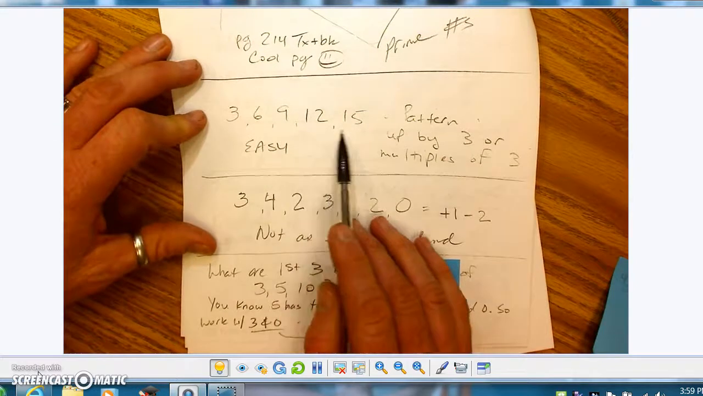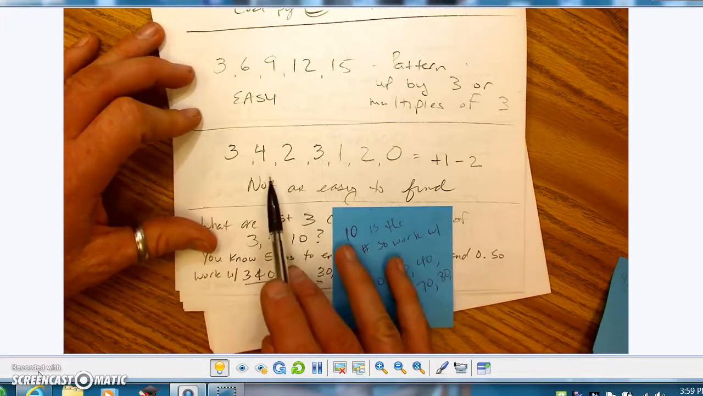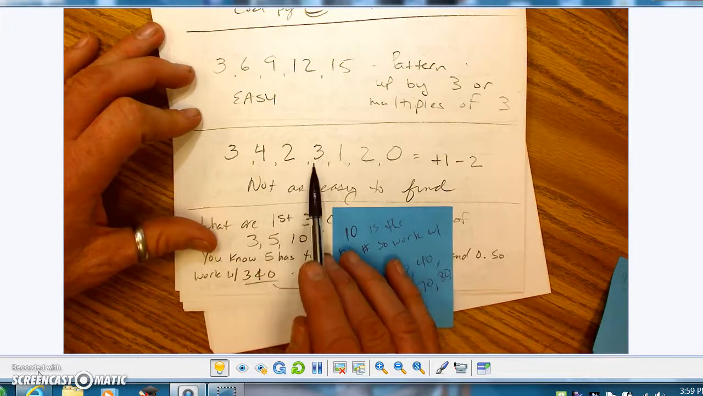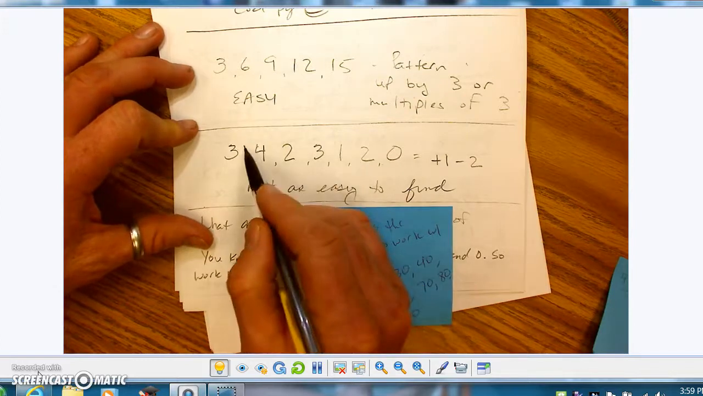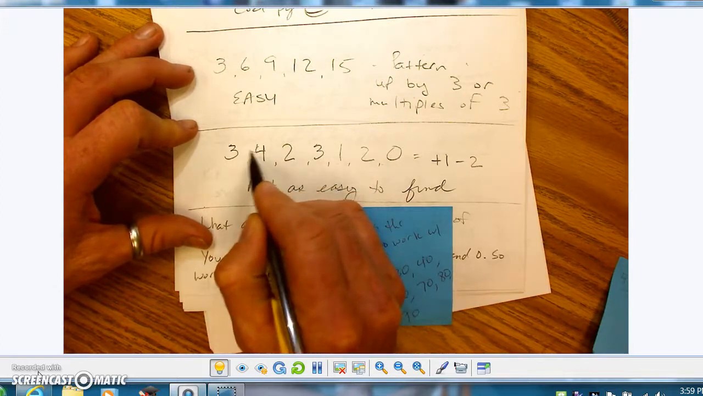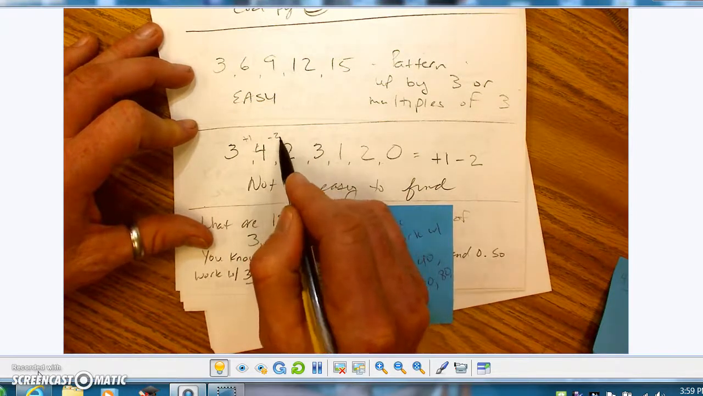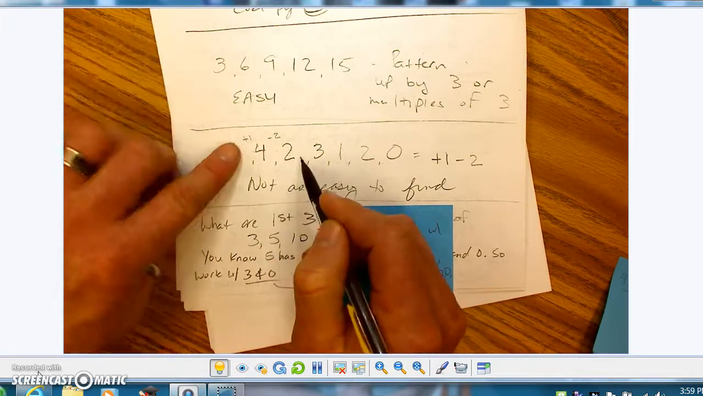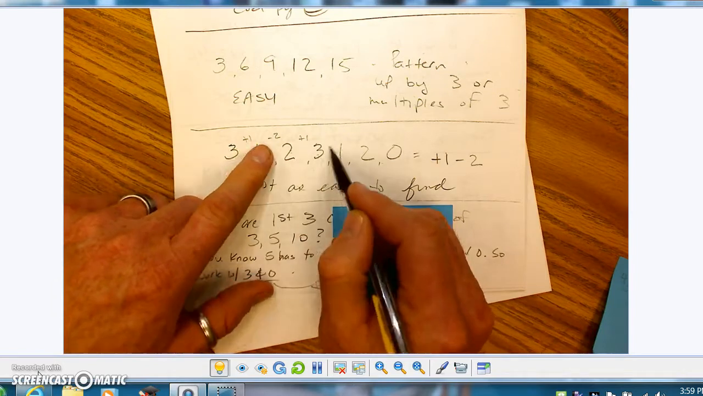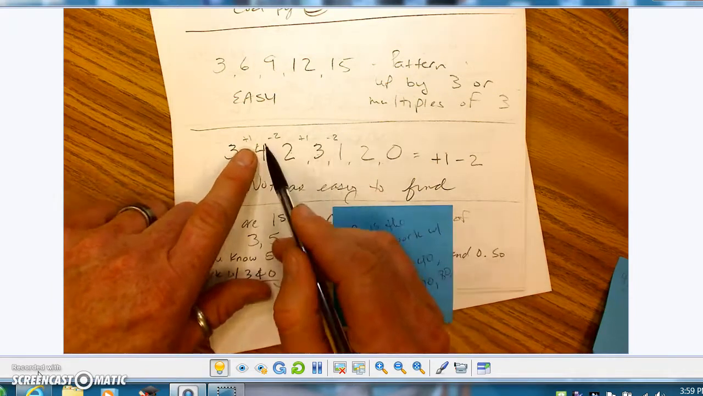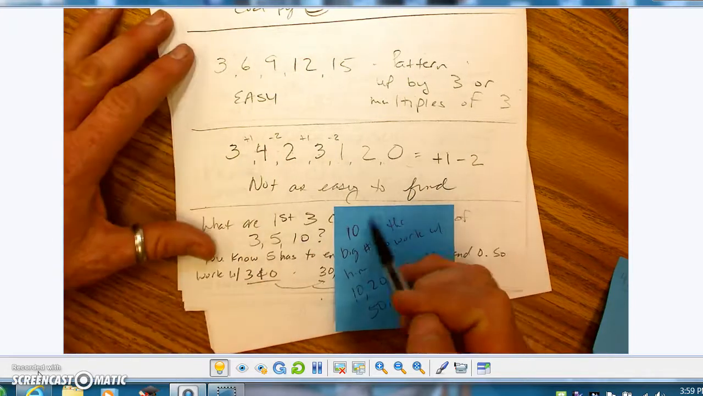Here's 3, 6, 9, 12, 15: a pattern going up by 3, or multiples of 3. What about this one? A little tougher. 3, 4, 2, 3, 1, 2, 0. You're like, what? Well, just go through and start writing down some notes. How do you go from a 3 to a 4? That's +1. How do you go from a 4 to a 2? That's -2. I guess you could divide by 2, but 2 to 3 is +1. Maybe the pattern's starting. 3 to 1 is -2. Look, check it out: +1, -2, +1, -2. So my rule would be +1, -2.